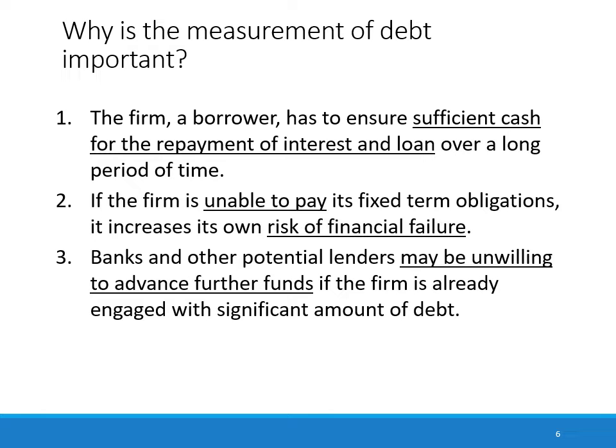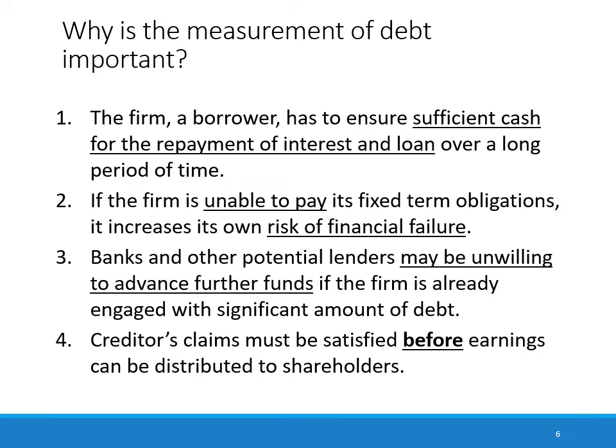Banks and other potential lenders may be unwilling to advance further funds if the firm is already engaged with a significant amount of debts. In short, if the firm is heavily in debt, banks or lenders will not want to lend more money to the firm. Creditors' claims must be satisfied before earnings are distributed to shareholders. Basically, the firm has to pay off the debts first before they can distribute the earnings to the shareholders.